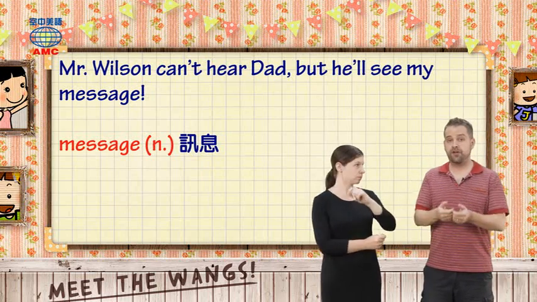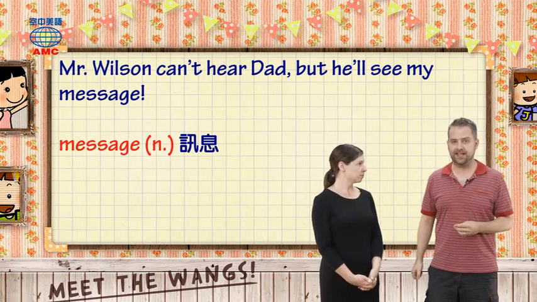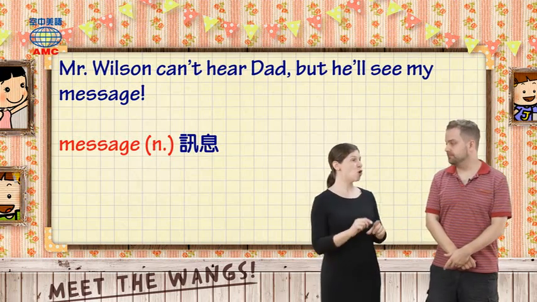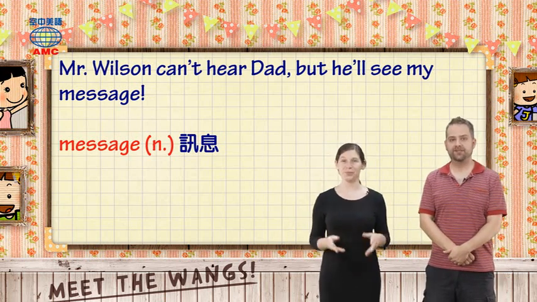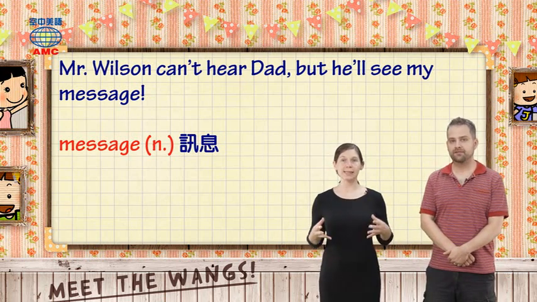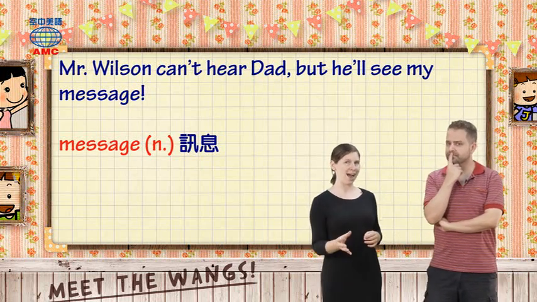Right. Or you use your phone to send someone a message and they can read it whenever they see it. Yeah, you could even maybe write a note and put it on the fridge. Absolutely, that is another kind of message. Okay, so Paige is going to leave a message on the computer, but let's find out how.